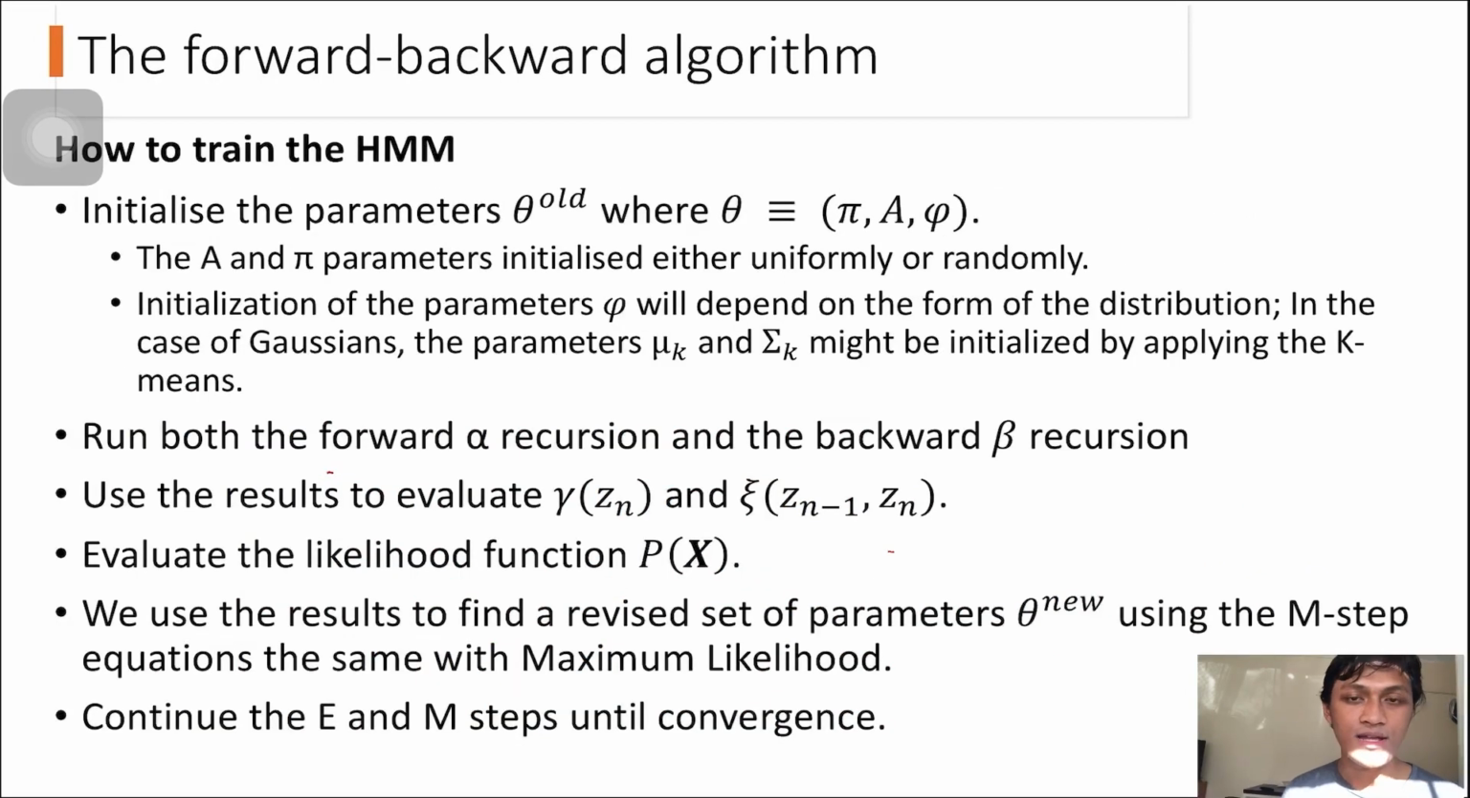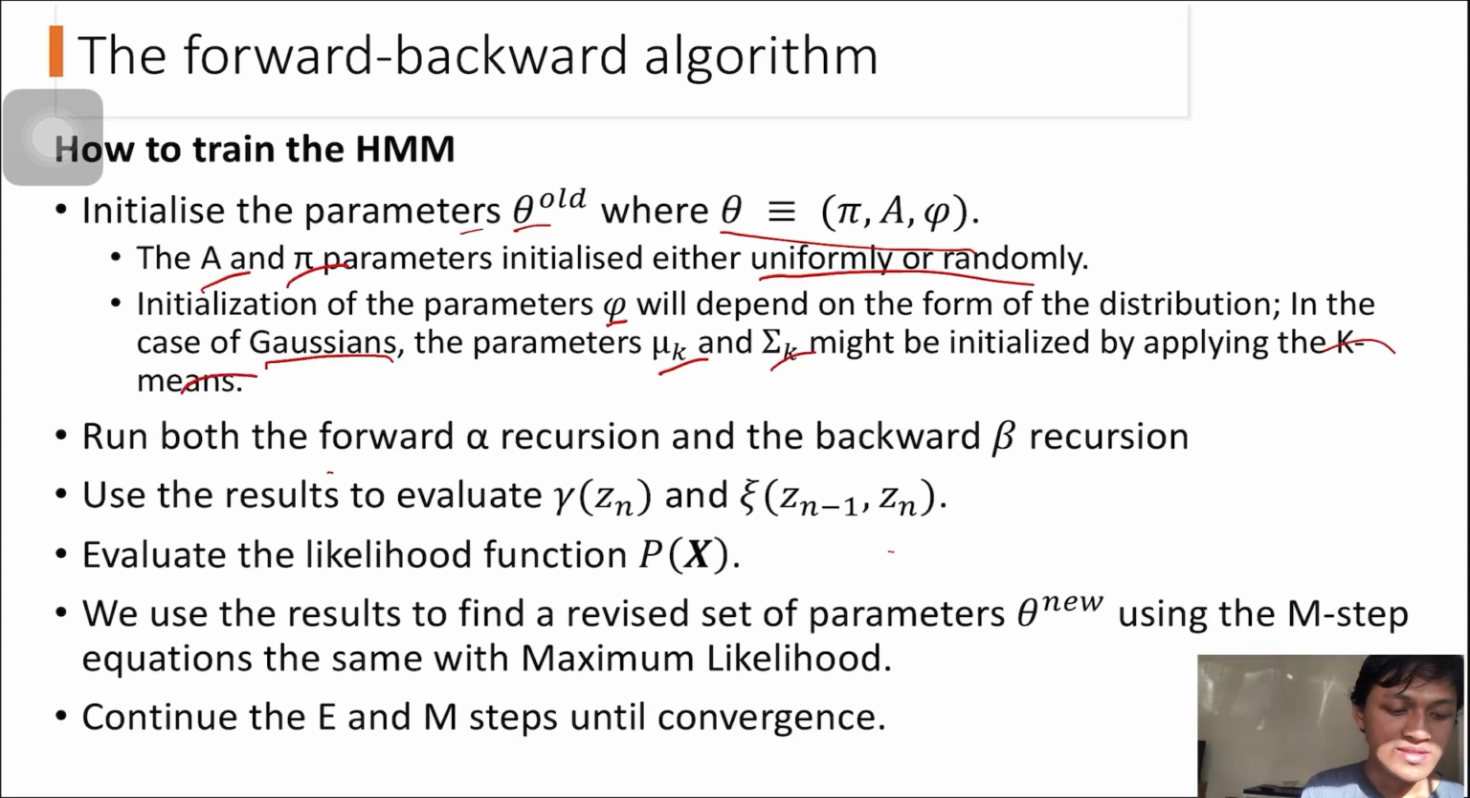How do we train the HMM using the forward-backward algorithm? It is almost similar to maximum likelihood, but the difference is that we use the alpha and beta approaches. First, similar to our previous maximum likelihood, we need to initialize the parameters theta, where theta is equal to pi, A, and sigma. For A and pi, we can initialize them uniformly or randomly, but the parameter sigma depends on the distribution. For example, here we use the Gaussian, so we initialize mu k and sigma k from k-means.